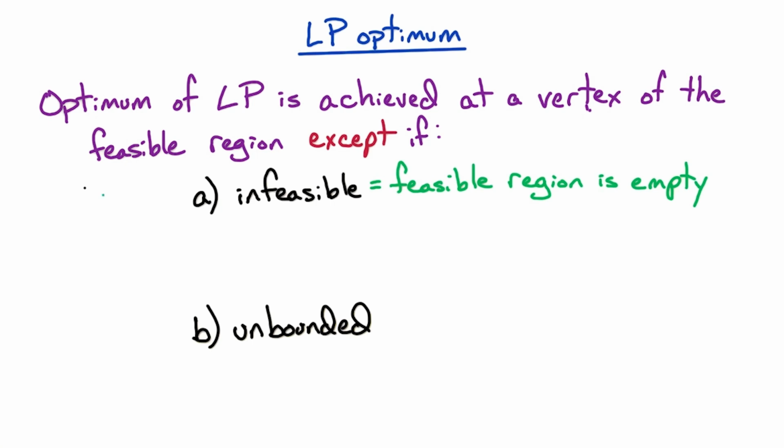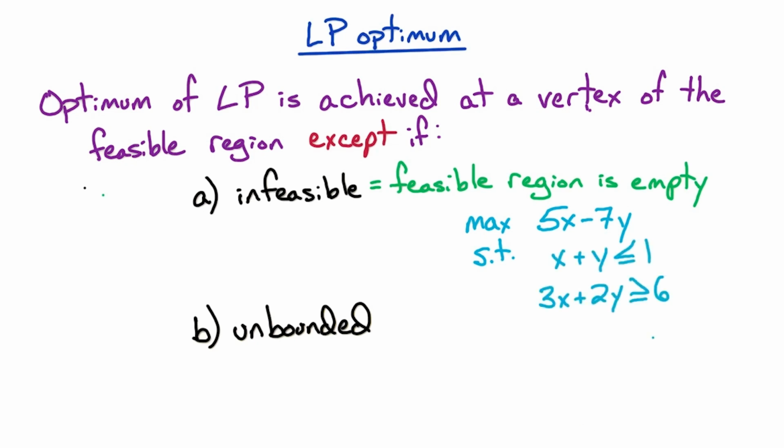Here's a simple example of an infeasible LP. We have two variables, x and y, and our objective function is to maximize 5x minus 7y. And this is subject to the following constraints. x plus y is at most 1, 3x plus 2y is at least 6, and x and y are non-negative. Now let's take a look at the feasible region for this LP.